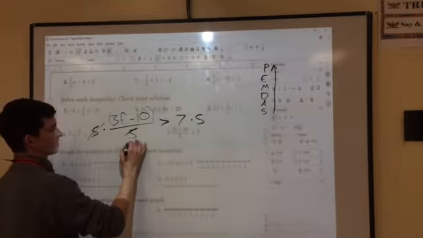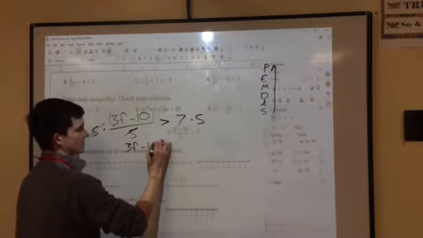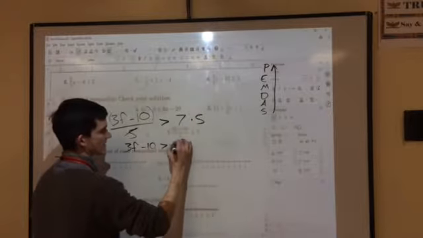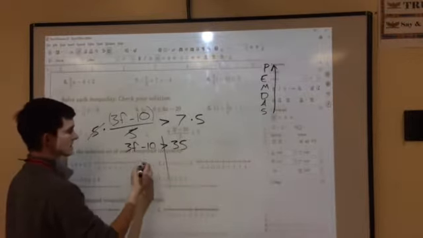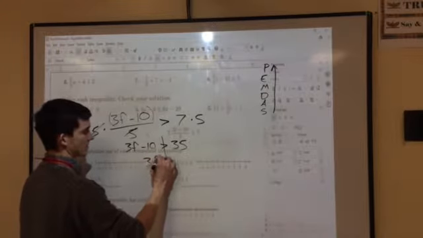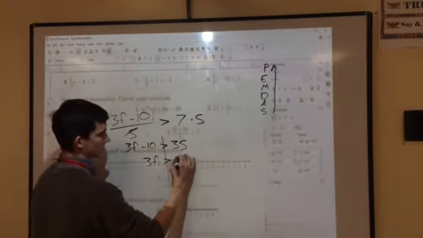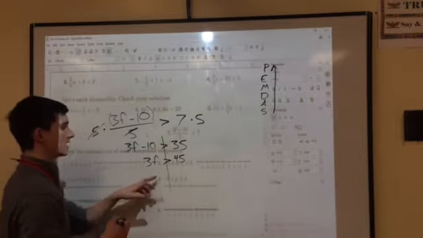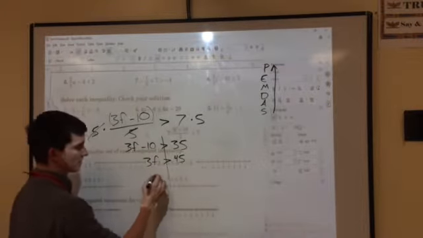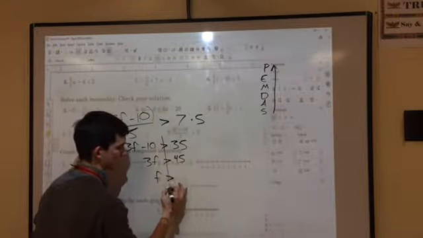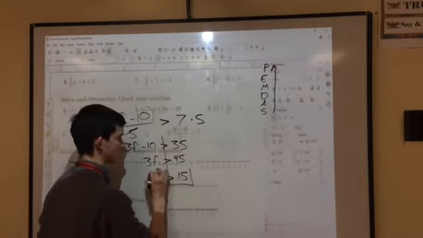Those cancel. So 3f minus 10 is what comes down. 7 times 5 is 35. Okay, I'm going to add 10 to both sides. So without even writing it, 35 plus 10 is 45. Okay, I'm going to divide by 3 on both sides because it's 3 times f. So I'm going to divide by 3. F is greater than 15.